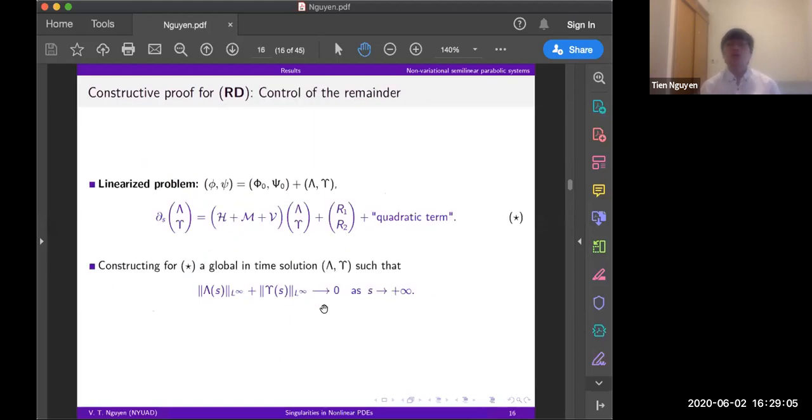How can we control the remainder? This means that we linearize. So now the problem is reduced to constructing a global in-time solution, lambda and epsilon, that go to zero when S goes to infinity, and satisfy this linearized equation. Because the profile is no longer constant, we have some potential term here.